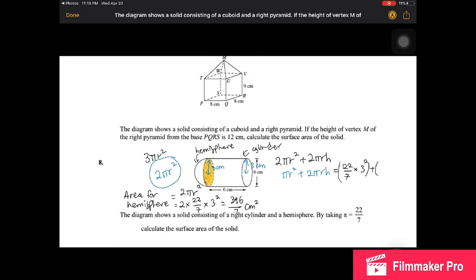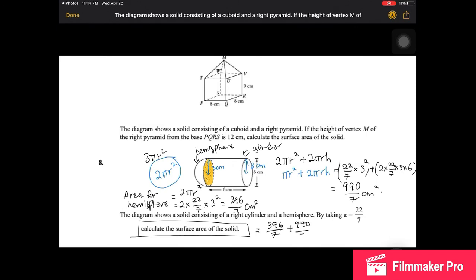And for this one, you should get 22/7 times 3 square plus 2 times 22/7 times r, r is 3, times 6. 6 is the height, yeah? So you should get 22/7 times 3 square plus 2 times 22/7 times 3 times 6. So you should get 990/7 centimeter square.